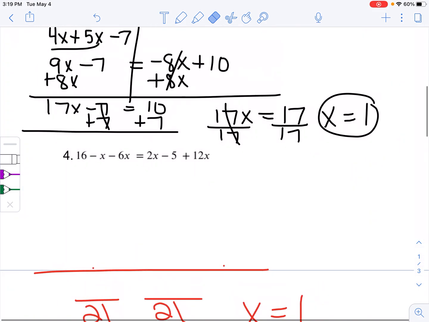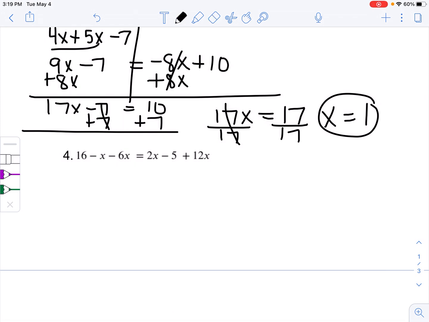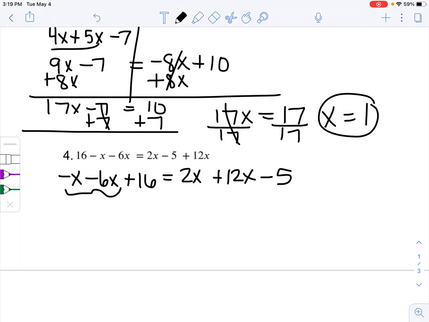Okay, the last example. I'm going to bring my x's to the front. So I have negative x minus 6x plus 16 equals 2x plus 12x minus 5. So I'm just rewriting this with my like terms next to each other.